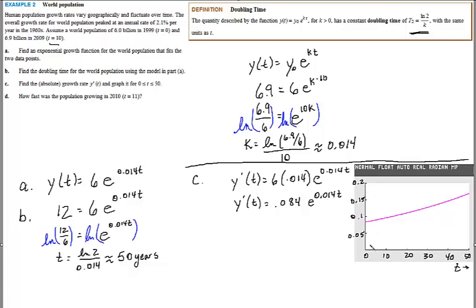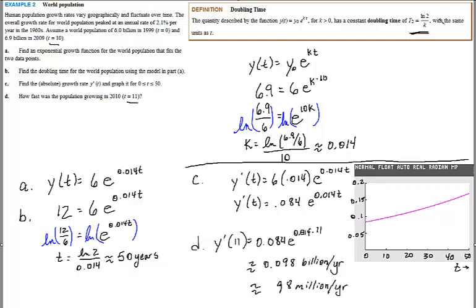And then how fast was the population growing in 2010? What they're asking me to do, and they told me that t was 11 there, is to just plug that into my growth rate formula, which is the y prime. So I'll do that and get that value. Alright, I did that, crunched the numbers, and I got roughly 98 million people per year is how this growth is changing. It is increasing at that particular rate.